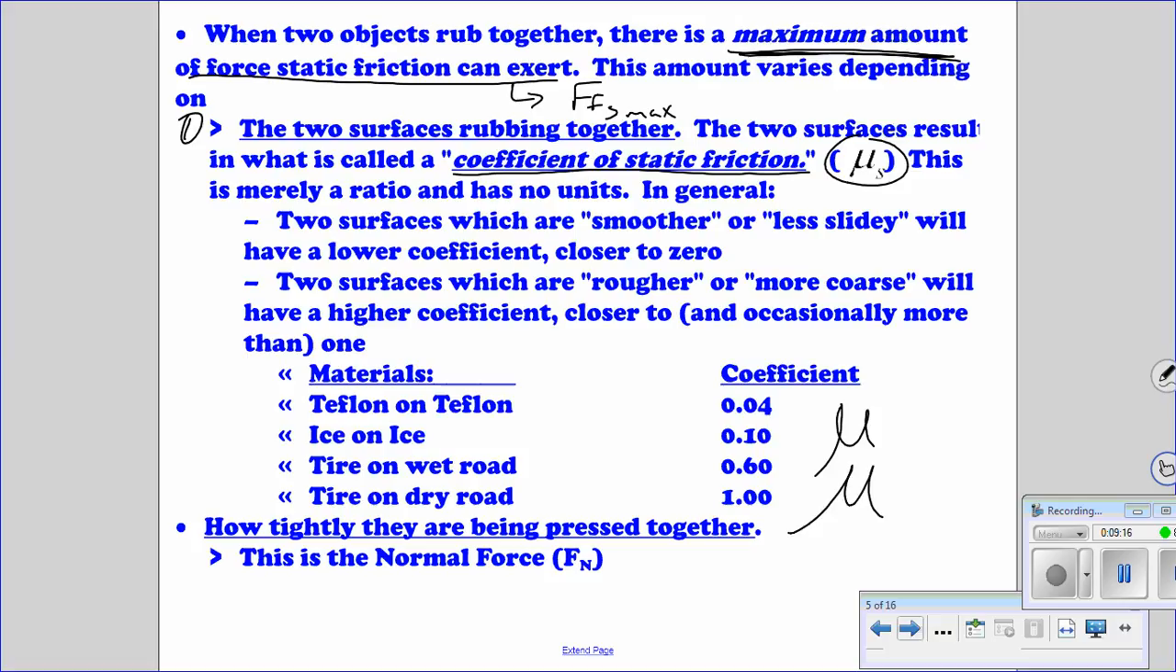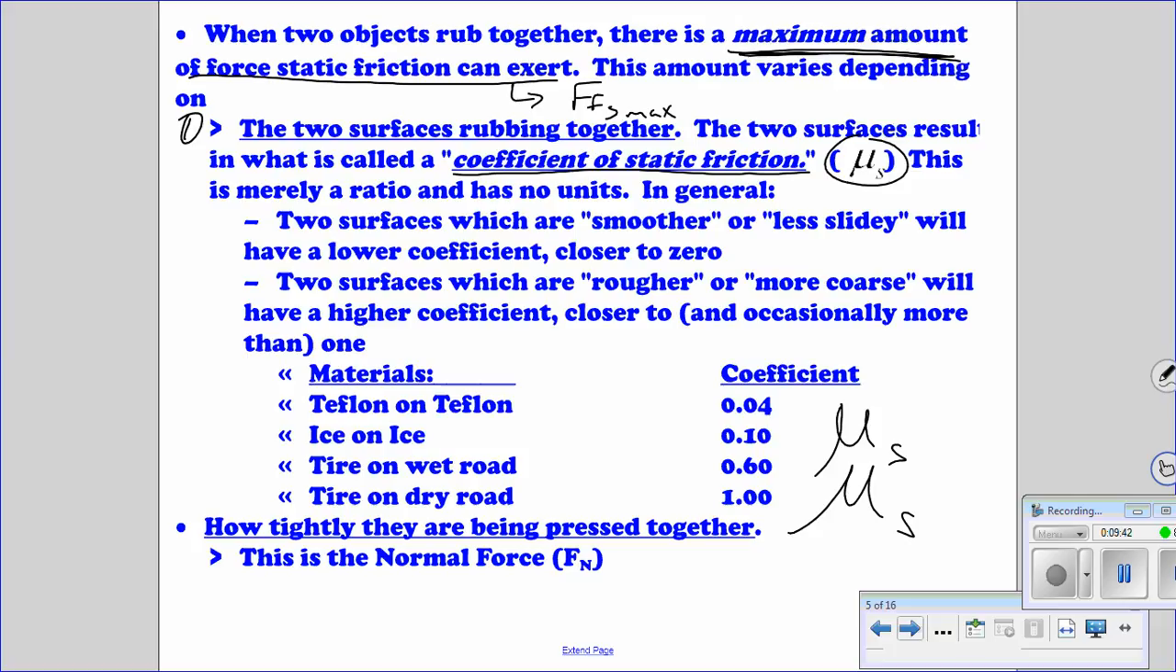So it's the Greek letter mu, and that stands for the coefficient of friction. Specifically, we want the coefficient of static friction, so you put a little s there. And obviously, in a minute, we'll have the coefficient of kinetic friction. All right, so that coefficient of friction, that mu, it's a ratio. It doesn't have any units, and it's just sort of a measure of how rough the two surfaces are.